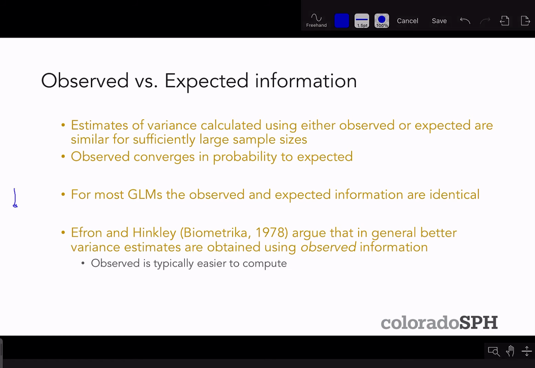However, in situations where they're not exactly equal, if you're curious, there's a nice paper from 1978 that argues that in general, better variance estimates are obtained using the observed information. And that's nice because typically the observed is easier to compute as well.